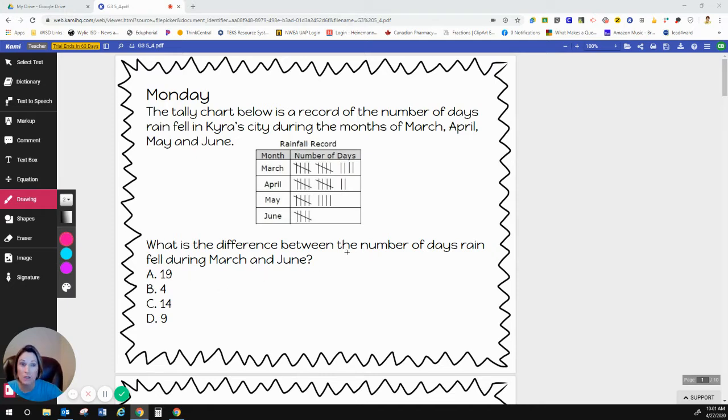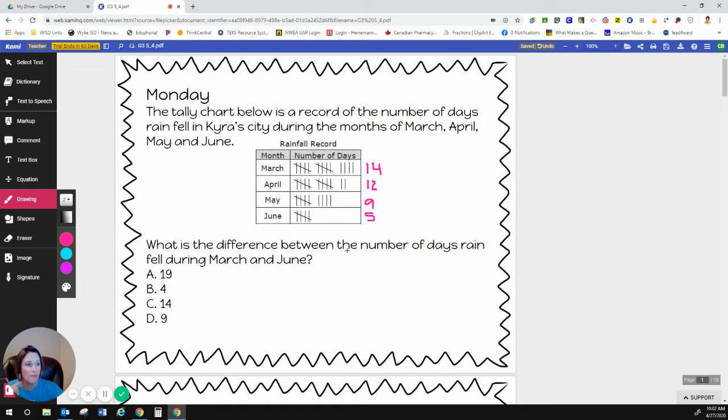So we're looking at a tally chart. We know that each tally represents 1. So I can count this off. This is a group of 5. So 5, 10, 11, 12, 13, 14. I'm going to write 14 beside here. April has 5, 10, 11, 12. May has got 5, 6, 7, 8, 9. And June has a total of 5. So we've labeled our tally chart.